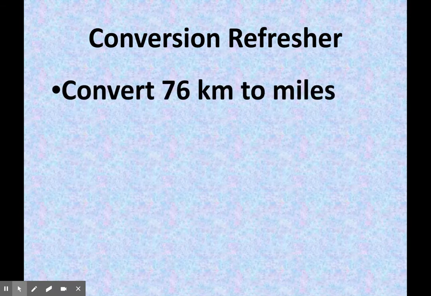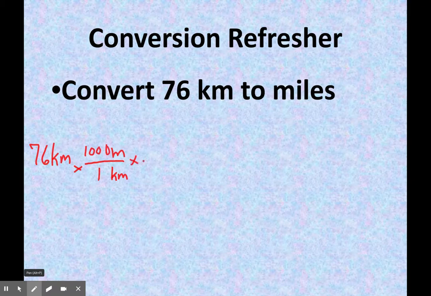Now we're going to do a little conversion refresher because we're going to be converting in this chapter. So if we start with 76 kilometers and we want to get to miles. So we're going to do 76 kilometers. We'll do our multiply, draw our line, so kilometers on bottom and meters on top. And there are 1,000 meters in 1 kilometer. Now we need to get to something that we can get to miles. So we're going to go meters to centimeters. There are 100 centimeters in a meter.